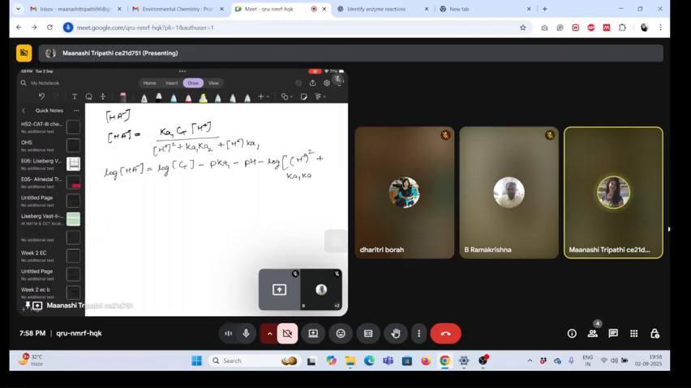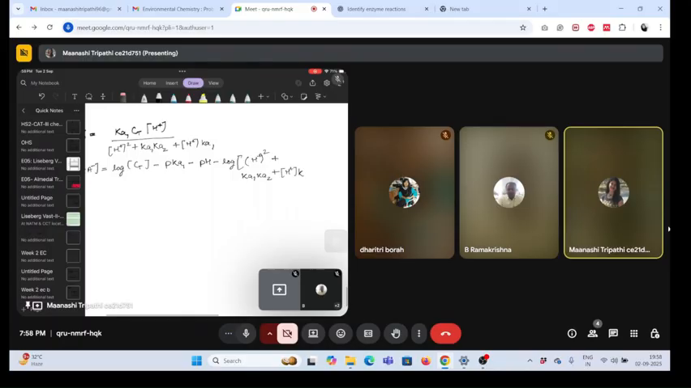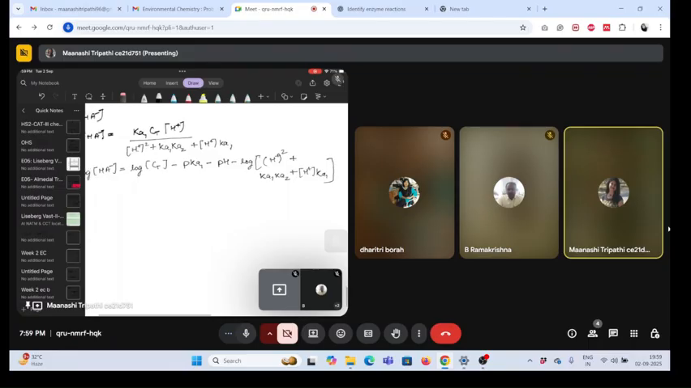Ka2 plus H plus Ka1. Okay, so this will be the final equation. Simple. All the cases, pH at least 1 unit less than pKa, and all 1, 2, 3, 4, 5 cases.